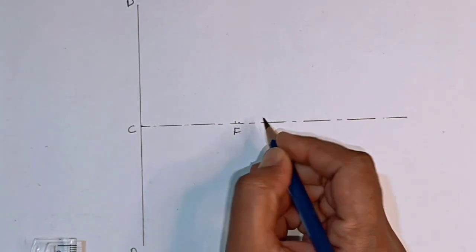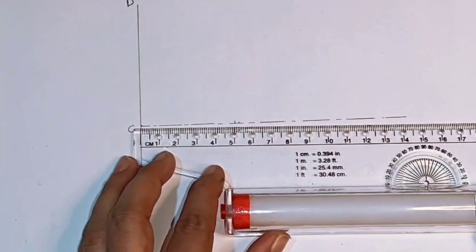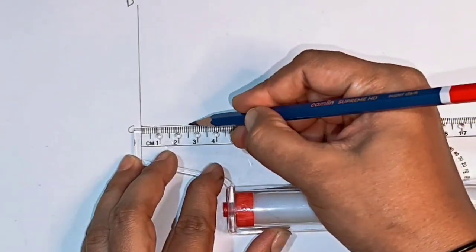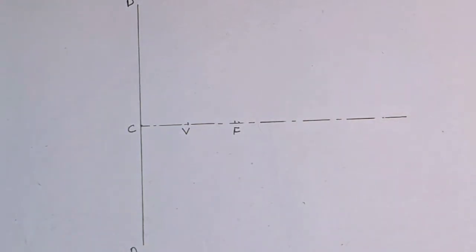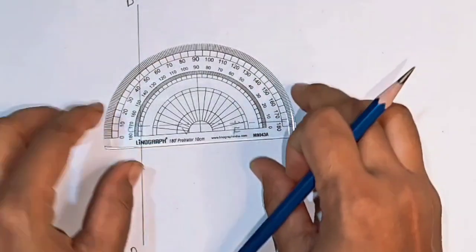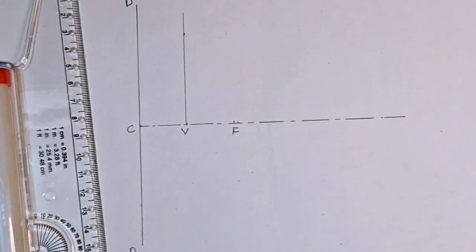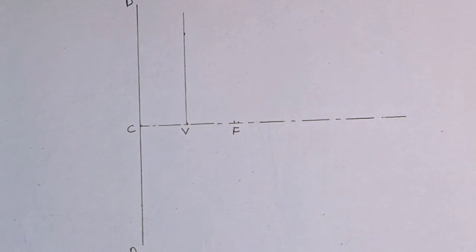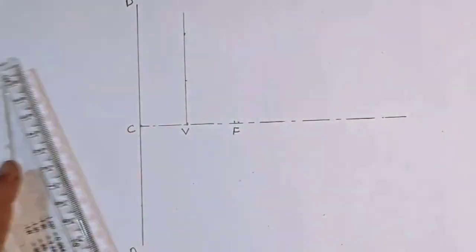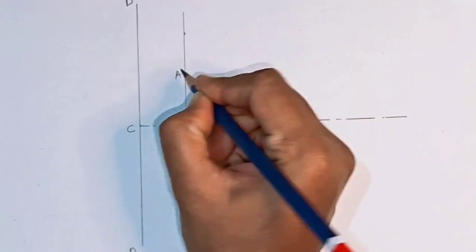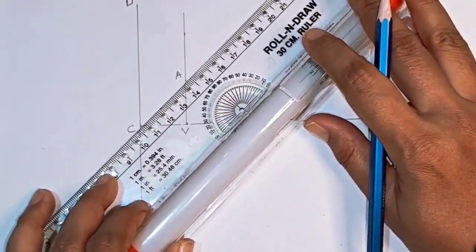Because the eccentricity of parabola is 1, mark vertex at 25 mm. Draw one vertical line from V to construct a scale for a ratio 1. So VF is equal to VA. So mark A at 25 mm on the vertical line and draw one line passing through C and A. It's inclined.